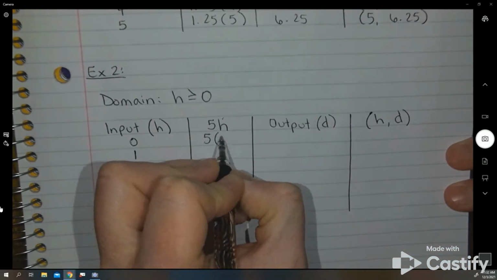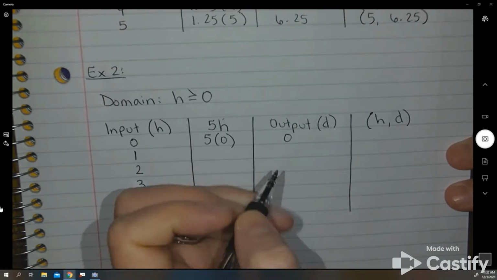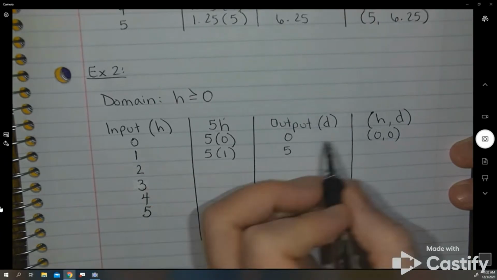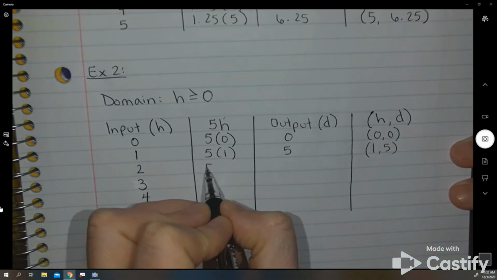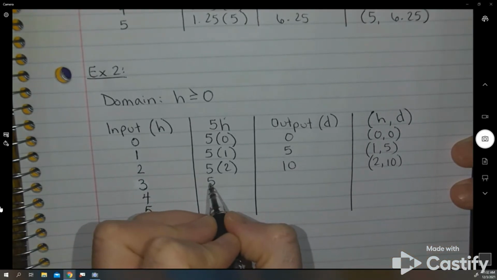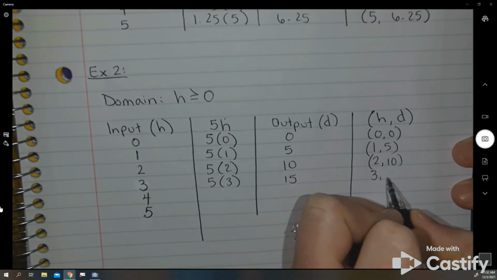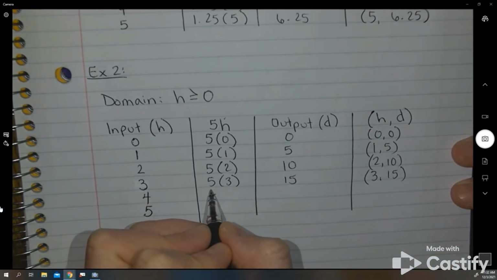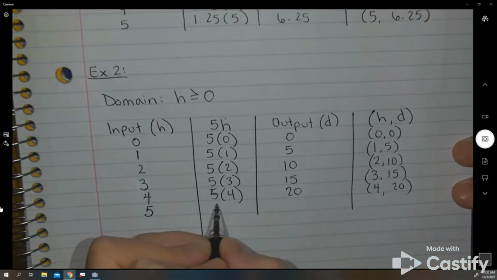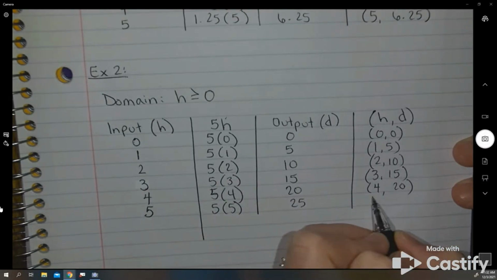All right, so 5 times 0. If he decides not to run any hours at all, he's run 0 distance, so we've got (0, 0). If he runs for 1 hour, he's run 5 miles, so we've got (1, 5). If he runs for 2 hours, 5 times 2 is 10, so we have (2, 10). If he runs for 3 hours, he's run 15 miles, so we have (3, 15). 4, we've got 20. And 5, we have 25.